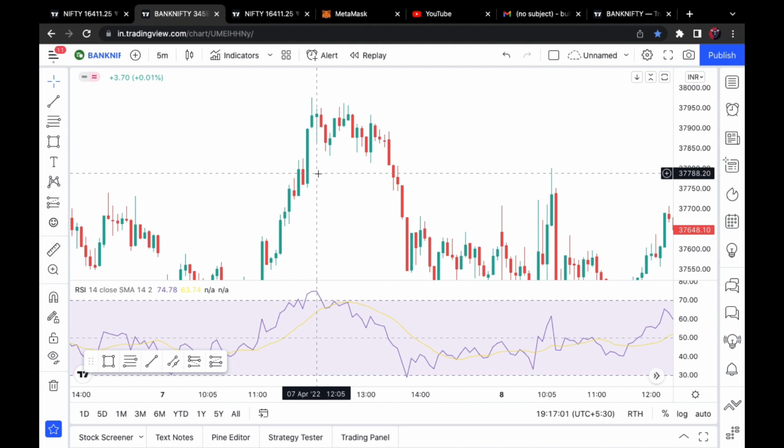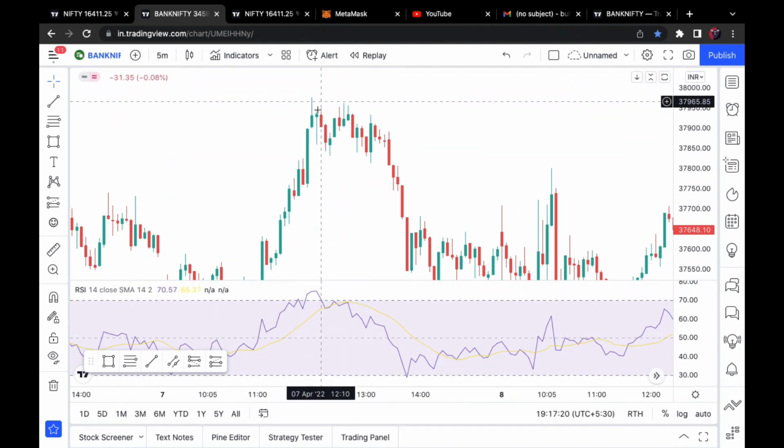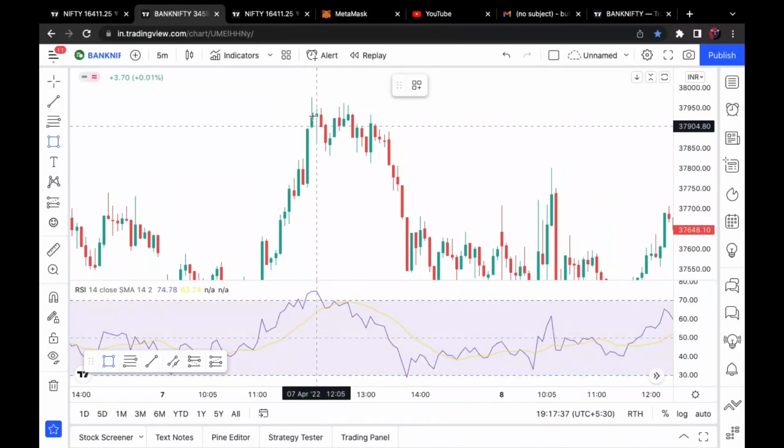The RSI is also used to check whether a stock or index is in an overbought position or an oversold position. As you can see, the Bank Nifty was above 70. This is the range of RSI. If it is above 70, then we can consider it overbought, or if it is below 20, then we can say that it is oversold. So as you can see, the Bank Nifty went above 70, so it is in an overbought position. And you can see a divergence also.